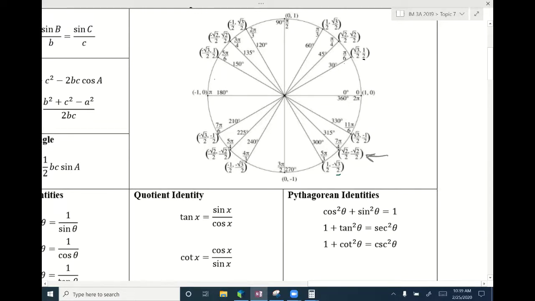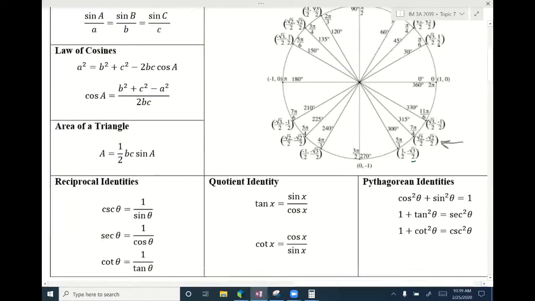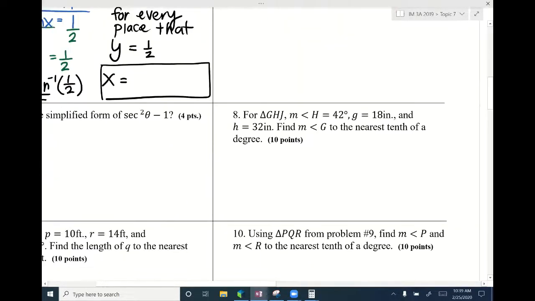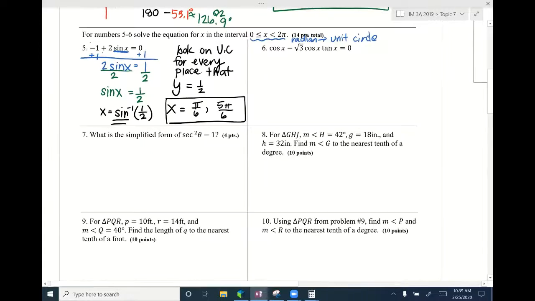Remember, when I'm looking at a single trig function, my answers should always have the same denominator when I'm talking about radians, because they have that same reference angle of pi over 6. So x is equal to pi over 6 and 5 pi over 6 for the solution to negative 1 plus 2 sine x equals 0.